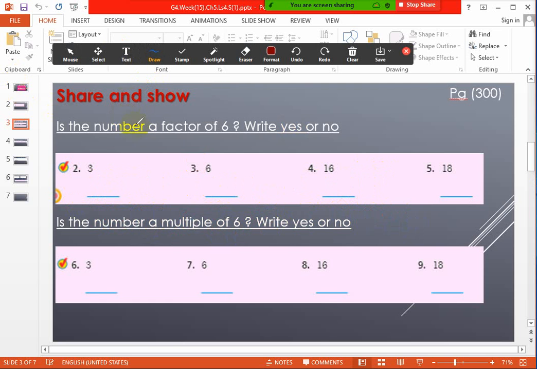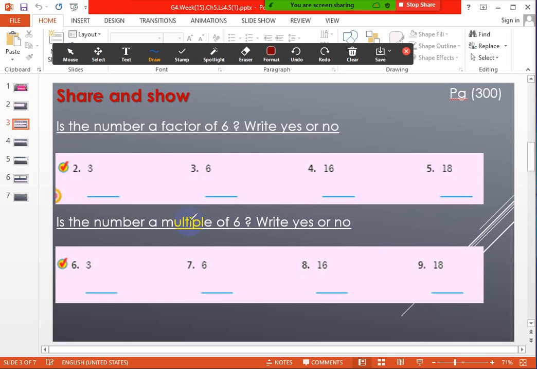Is the number a factor of 6, right? Yes or no? Okay, you remember yesterday we solved something like that. How will I know if this is a factor of 6? Yes, if it's a factor. No, if it's not a factor.